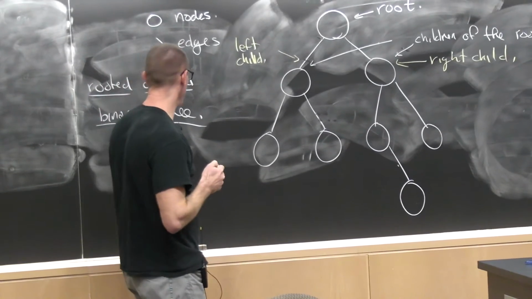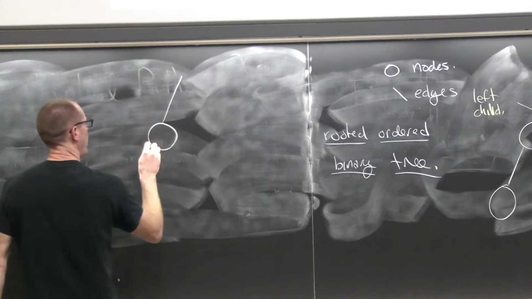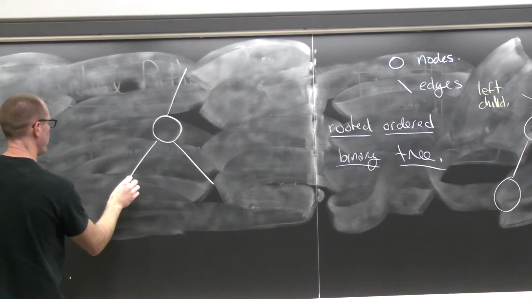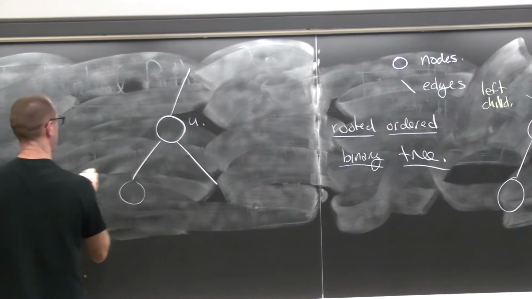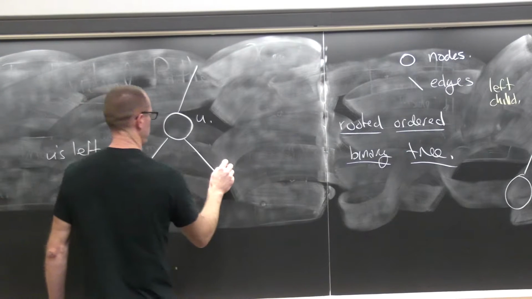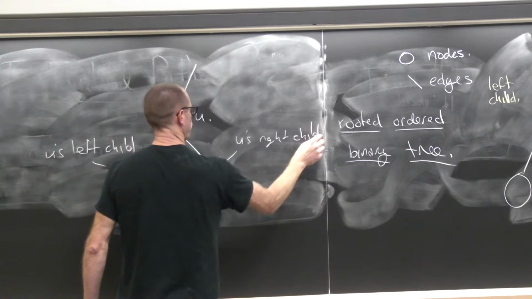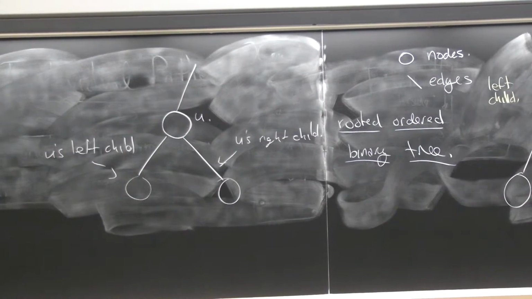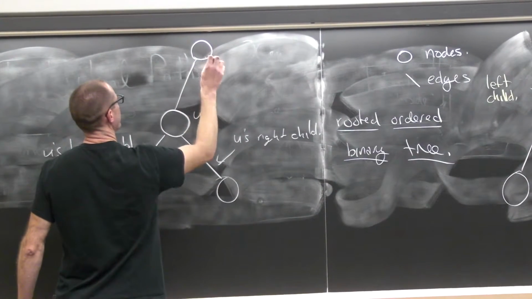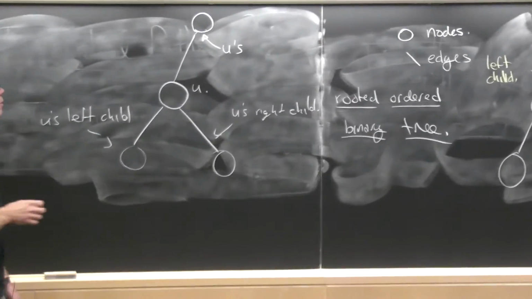So we have this terminology. Let's just pretend this is a picture of a node inside a much bigger tree. So let's call this U. This is U's left child. This is U's right child. If we're going to stick with this kind of terminology, then we'll say that this thing up here must be U's what? Parent.